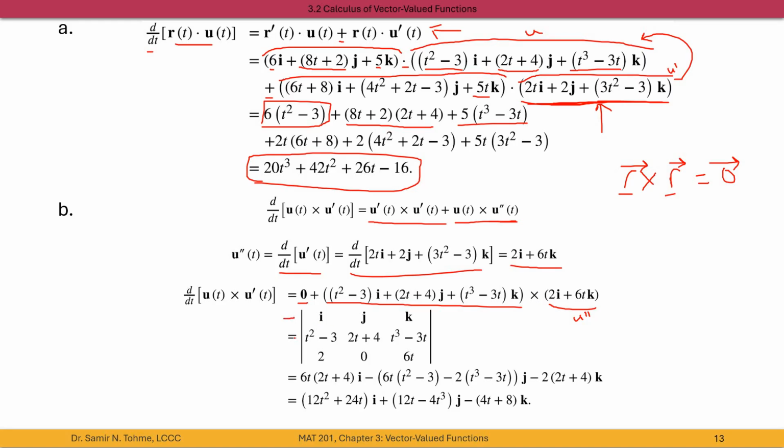The first row will be i, j, and k. The second row will be our first vector u, and the third row is our second vector, which is u double prime. And since we don't have a j unit vector here, the y component is 0. Expand this, evaluate, and you're gonna get the result for this cross product. And this will be the derivative with respect to t for the cross product between u and u prime.